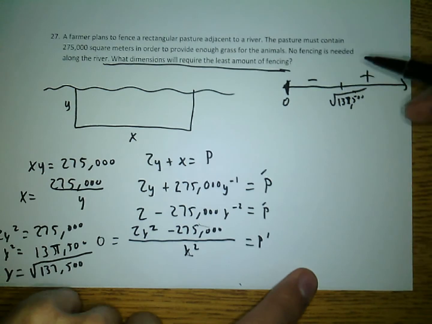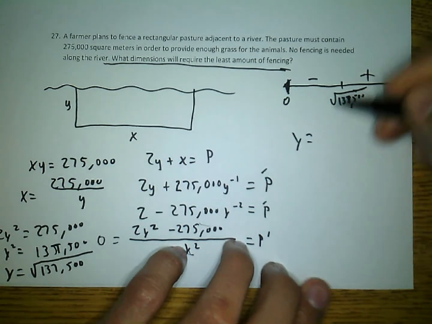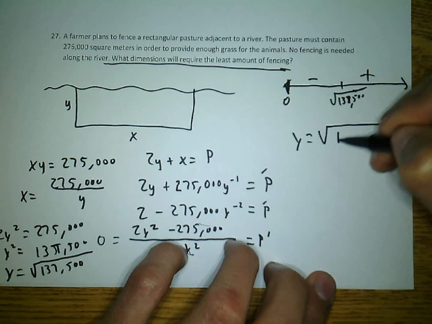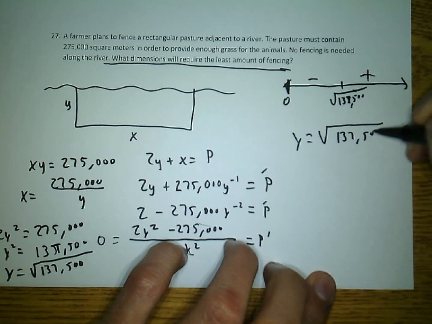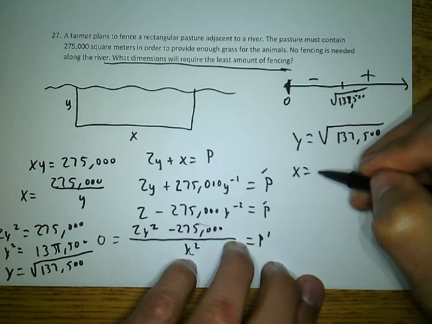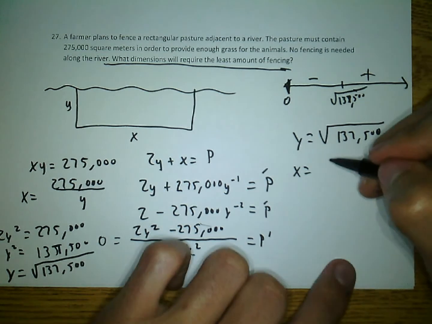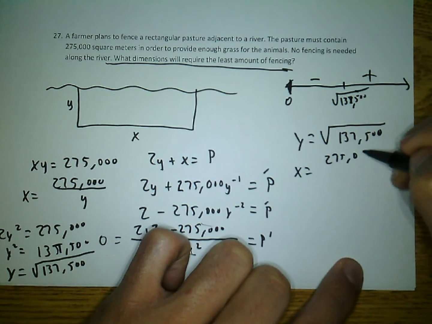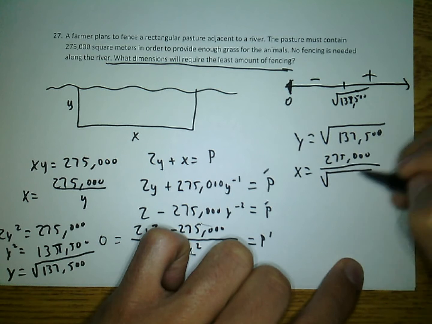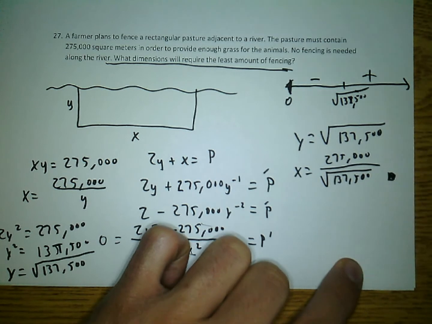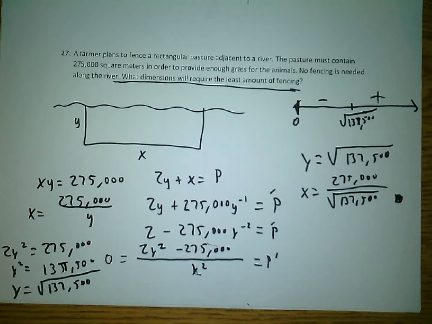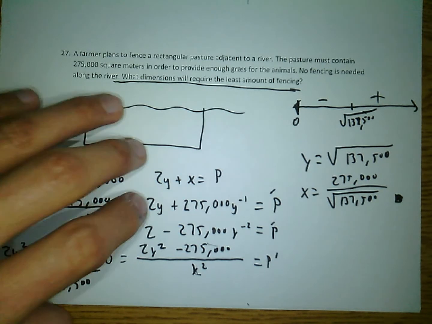So that means here's what we know, that the y value would have to be the square root of 137,500. And then by default, I'm going to plug that into the x equation, which would be equal to 275,000 divided by the square root of 137,500, which I do not need you to clean up. That should be good enough. Okay, 27 is out of the way.